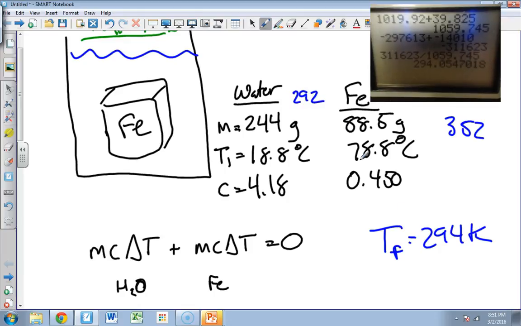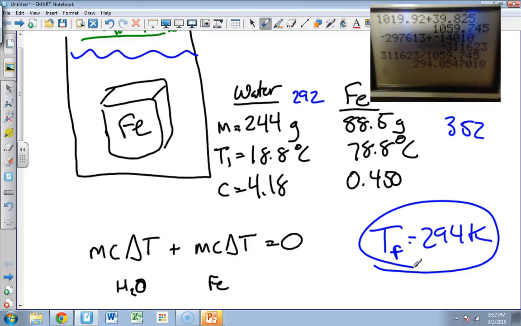Now, let's think about this. The temperature of the water only changed by 2 Kelvin. But we have a lot more water than we have iron, and water has a much higher specific heat capacity. So it takes a lot more energy to heat up water than it will to cool down the iron. The iron has to give up a whole lot of heat in order to heat water up a little bit. So this makes perfect sense chemically, and we've just shown the math.